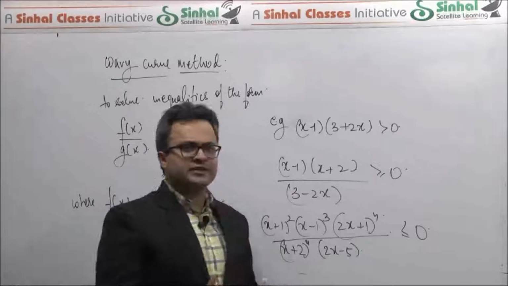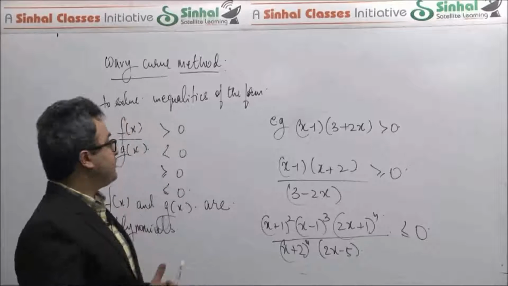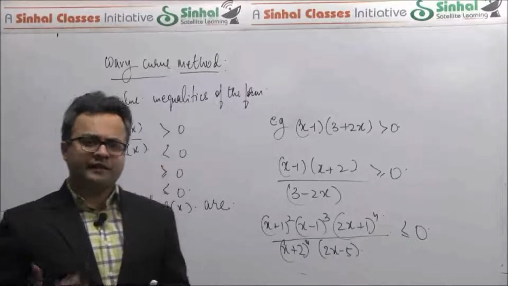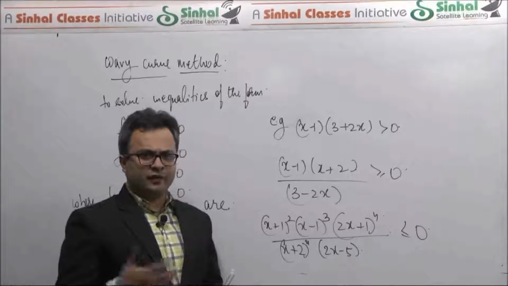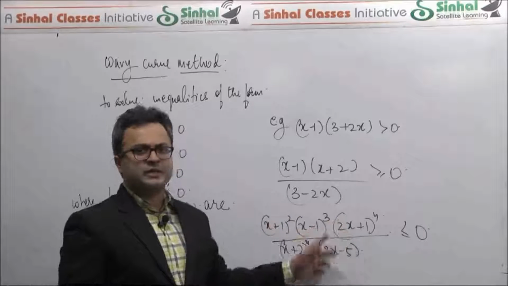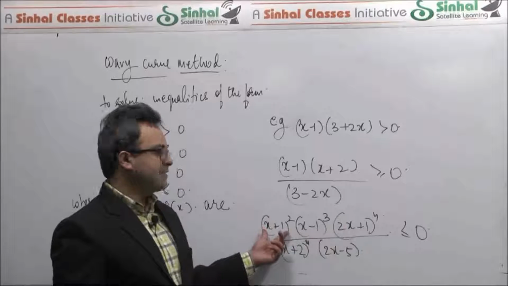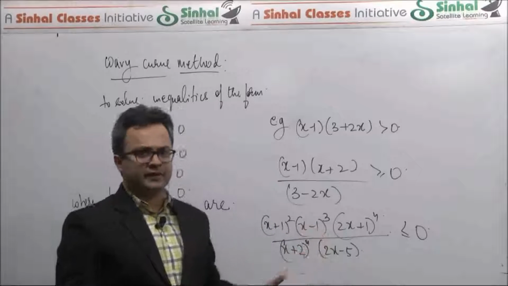For a majority of the questions, we'll be applying the Wavy curve method, wherein f of x and g of x are already in a factorized form. That is to say that they have been expressed as a product of linear factors. The linear factors may have corresponding powers associated with them. That is to say that the linear factors might be repeated. So over here, for example, x plus 1 is a twice repeated linear factor, x minus 1 is a thrice repeated linear factor, and so on.